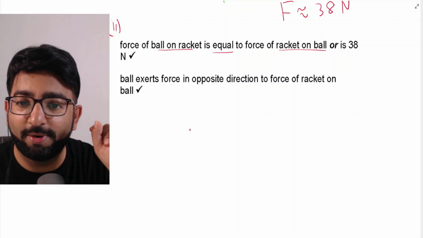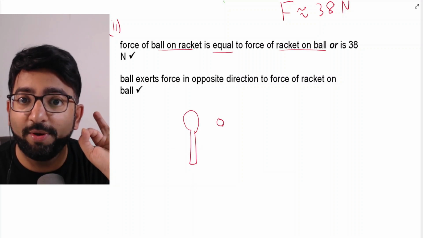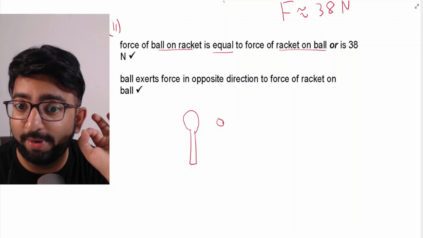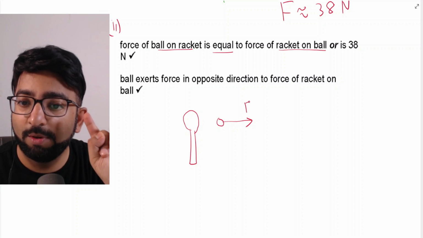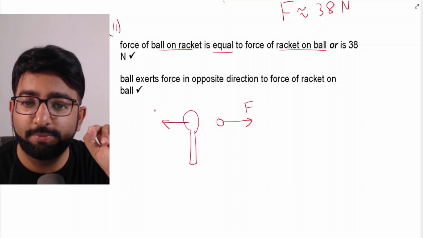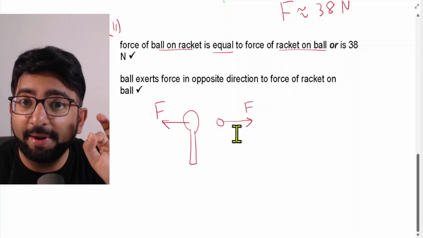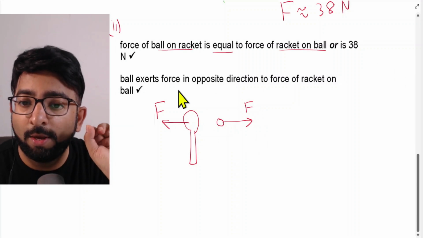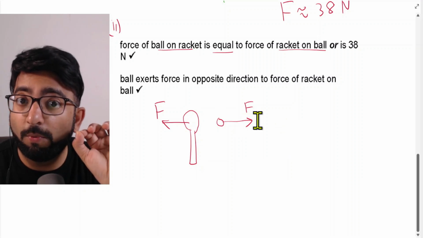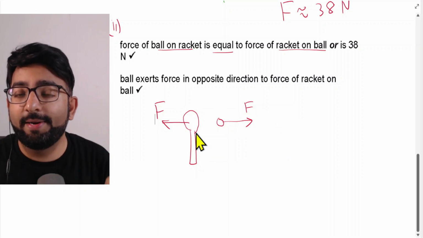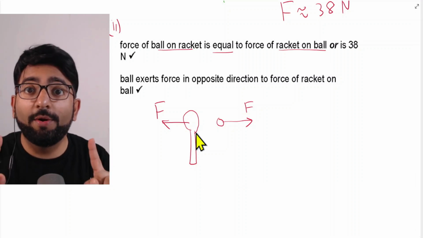In other words, let us draw a diagram. Let's say this is a racket and we have a ball. So if the racket is giving a force to the ball in the rightward direction, the ball is going to provide the same force on the racket, but in the opposite direction. Remember, in Newton's third law, magnitudes of forces are the same, directions are opposite, but most importantly, both forces act on different objects. Some students make this mistake of keeping both forces on the same object. That will violate Newton's third law, which states that the two action-reaction forces should be acting on different objects.